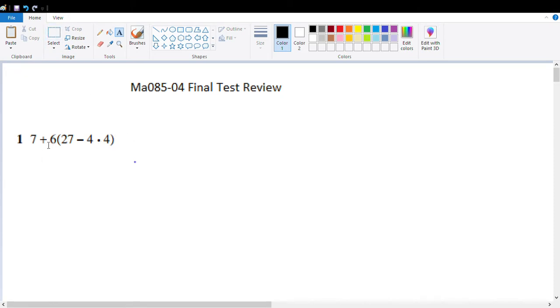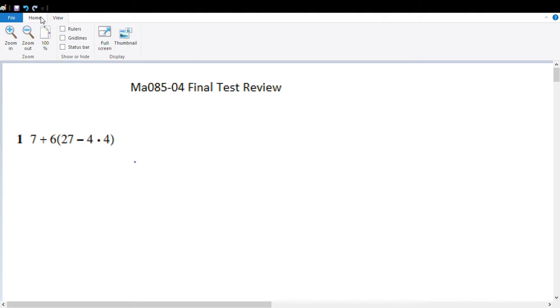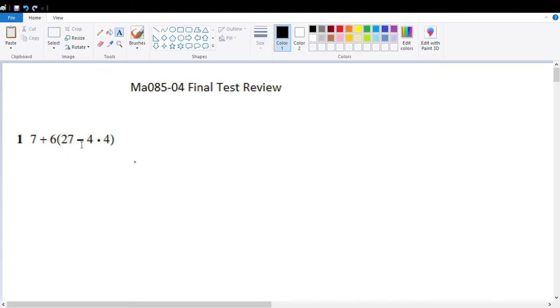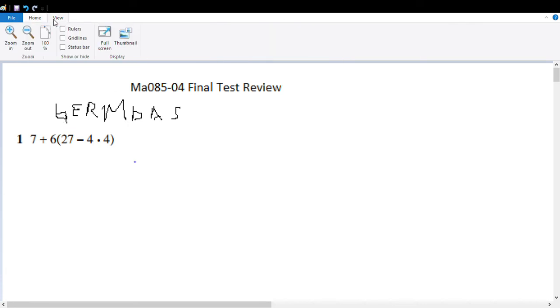So we have 7 plus 6 times parentheses 27 minus 4 times 4. Again, how you should do things is GERMDAS. So which one should you do first? Well, you're going to do your G. So you're going to do the inside of a grouping symbol, in this case a parentheses.